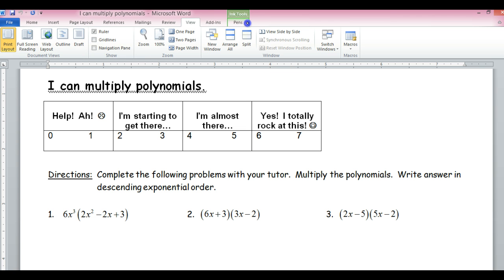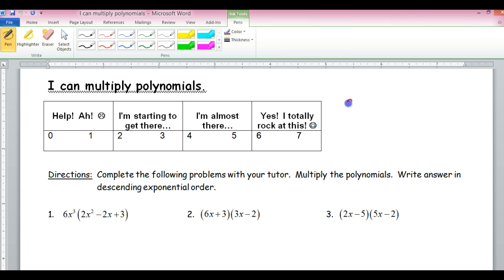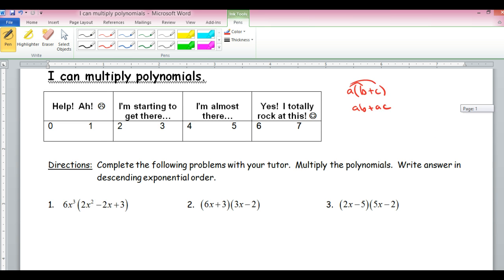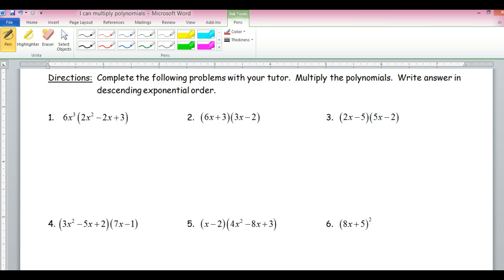When we multiply polynomials, we use a concept that you're already pretty familiar with, and that is the distributive property. At the beginning of the year, we simplified expressions like A times the quantity B plus C, where you go ahead and distribute. Well, multiplying polynomials is pretty much the same exact thing.